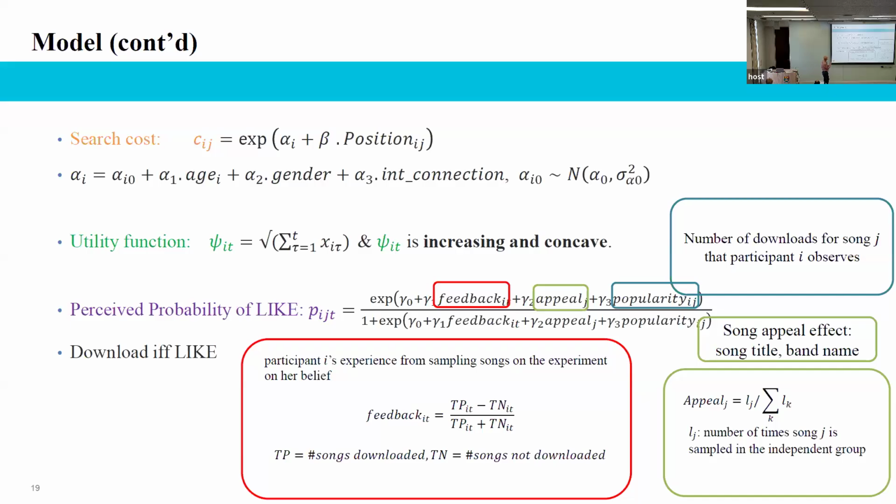When you look at the utility functions, again, we allow this to be concave, and there are a couple of components here. The perceived probability of liking the songs depends on a few things: feedback, appeal, and popularity. Okay. Now, what is feedback? The way we model feedback is not in a Bayesian updating way.